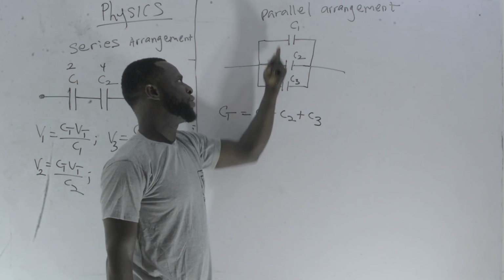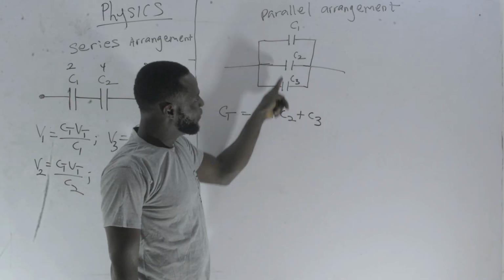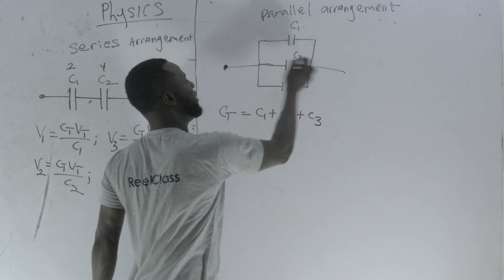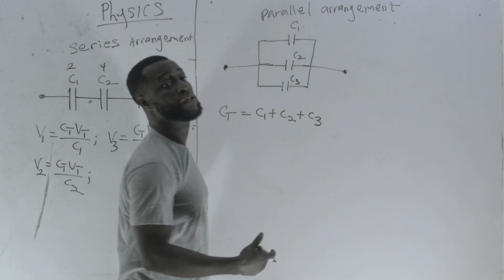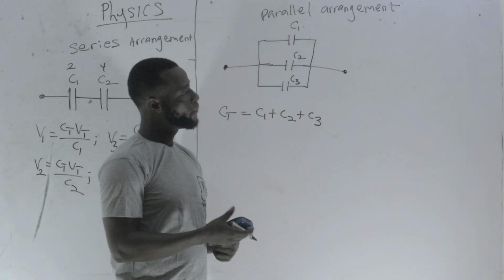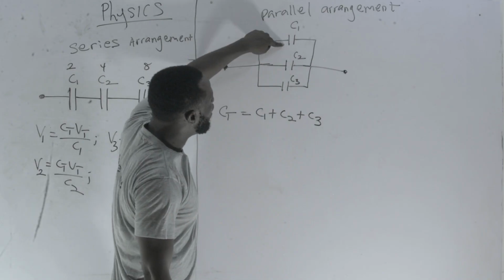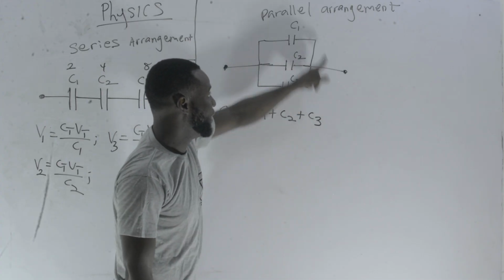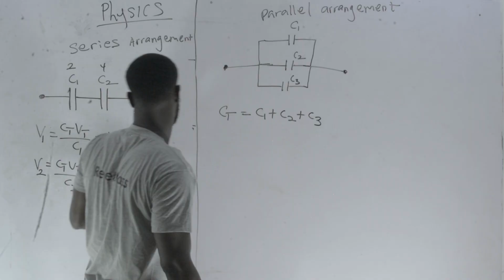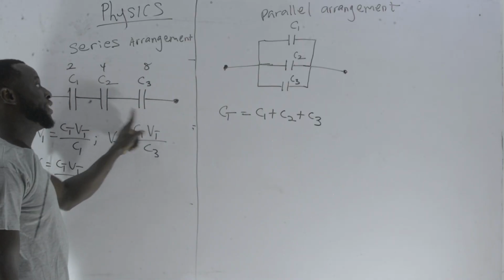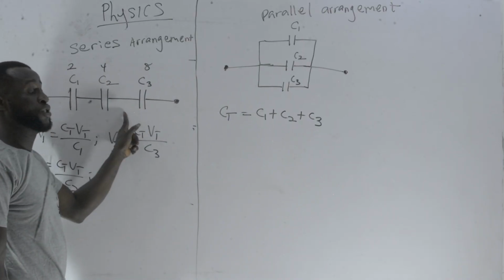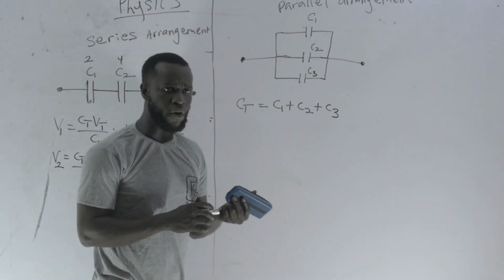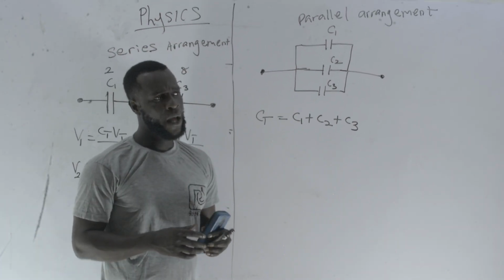Now, what is interesting here is, if they are arranged in parallel, let's say the PD across this end to this end is V_T, or is V. They will all share the same potential difference across this end if they are arranged in parallel. But if they are arranged in series, they will not share the same potential difference. The potential difference across each of them will be different. So that is all for the arrangement of capacitors.